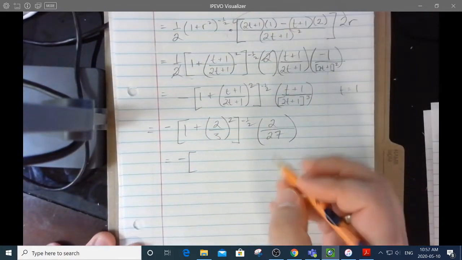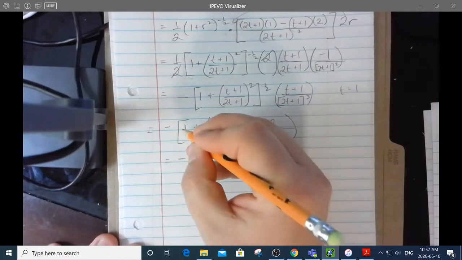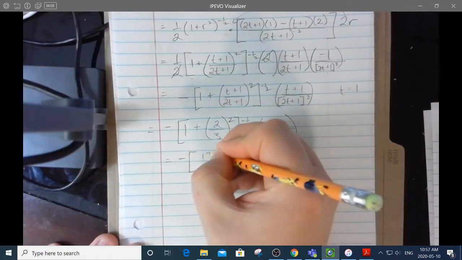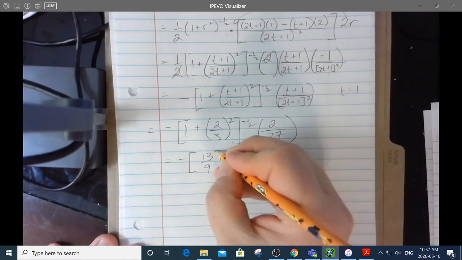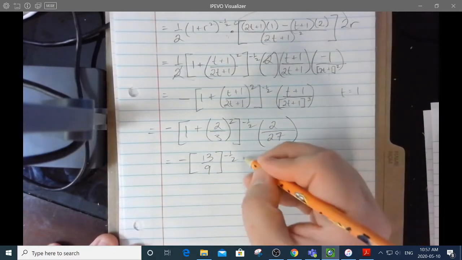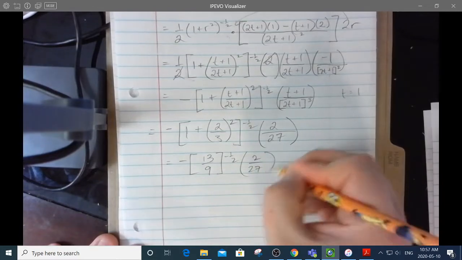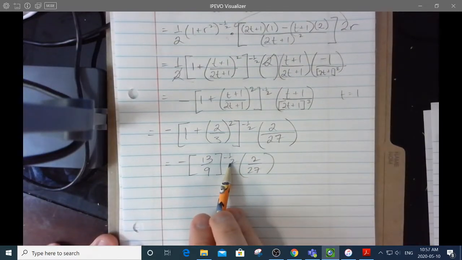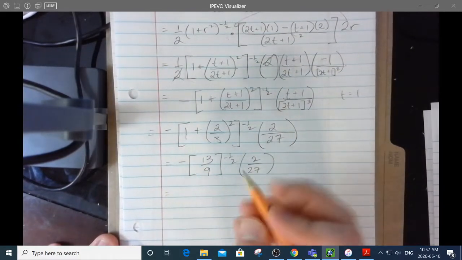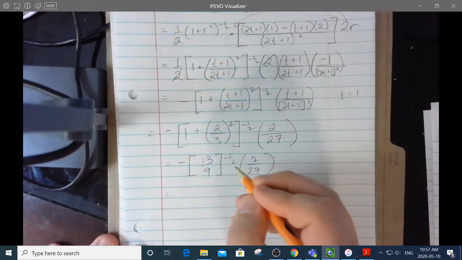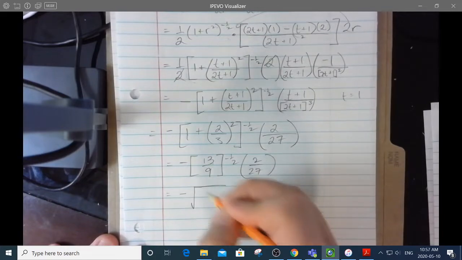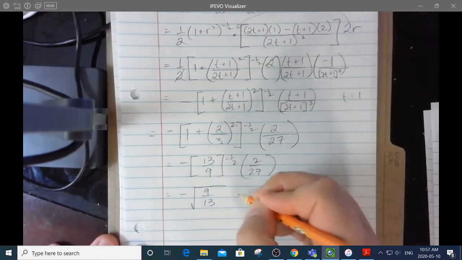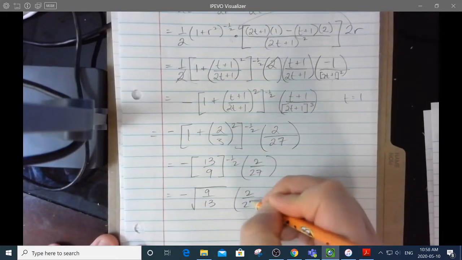So that's going to equal negative, and then let's see, 4 over 9 plus 1 is 13 over 9, because 1 is 9 over 9, right? And that's to the negative 1/2. And this is 2 over 27. Okay, what does a negative 1/2 power do to a fraction? Well, the negative reciprocals it, and the 1/2 square roots it. So it's the negative square root of 9/13 times 2 over 27.